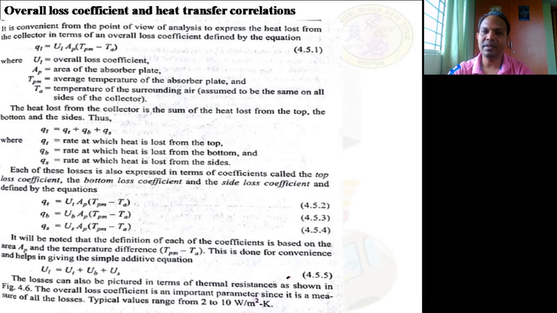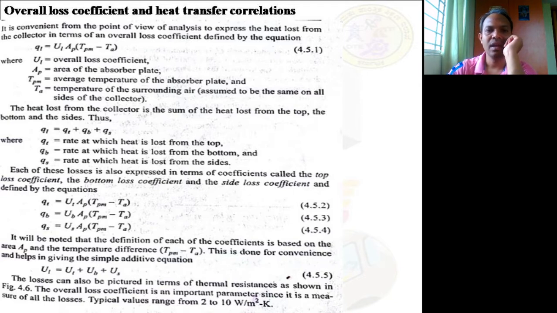So AP is nothing but the surface area of the absorber plate. This is given by Newton's law of cooling. Now if you see this, UL is the overall loss coefficient, AP is the area of the absorber plate, and TPM is the average temperature of the absorber plate.